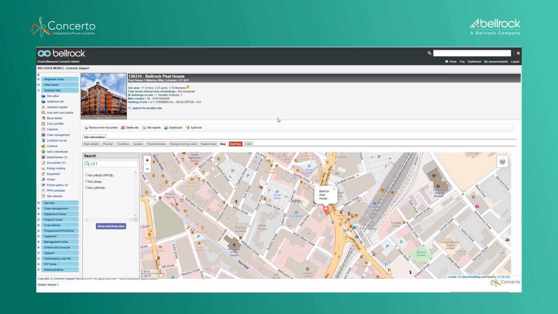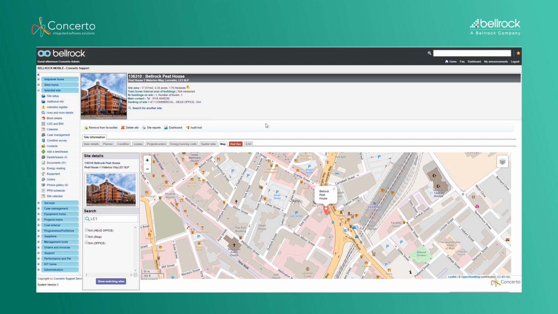We obviously have a map, and the key thing with these maps is that we're able to change the pins on these maps based upon key variables in the system. So for example, we might want to change the Peat House pin red if there are a certain amount of reactive jobs of a certain priority that potentially haven't been resolved on time.